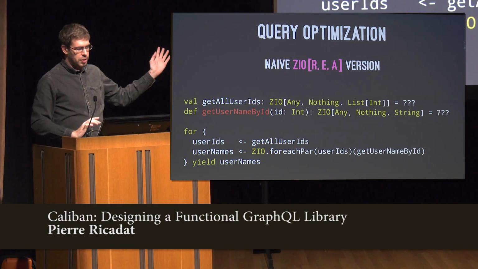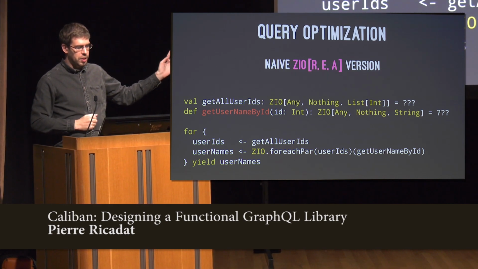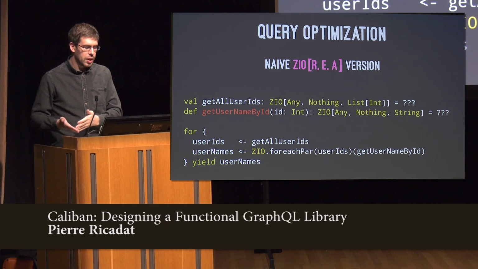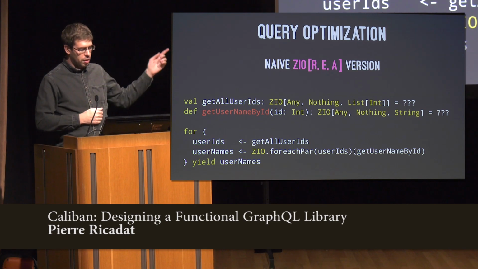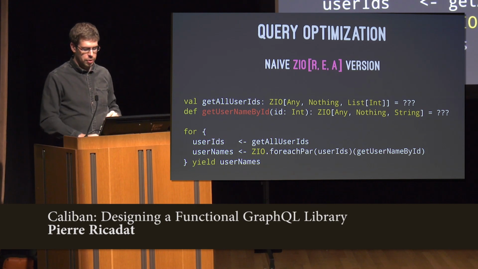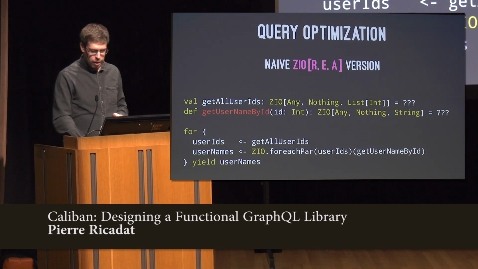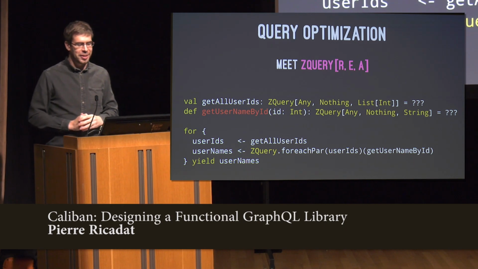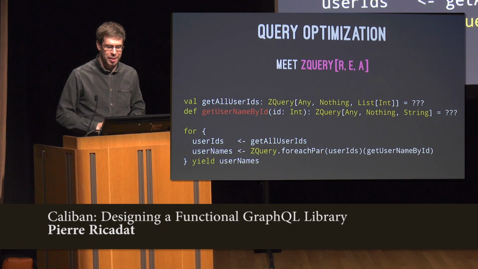I illustrated here with a simple ZIO example. It's the same thing. You have a function that returns a list of user IDs, and then for each user ID you call getUserName. So you're going to end up doing 1 plus n queries to the database. So how did we solve that in Caliban? Let me introduce you to a new Z data type, ZQuery. How many hours since the last Z data type?